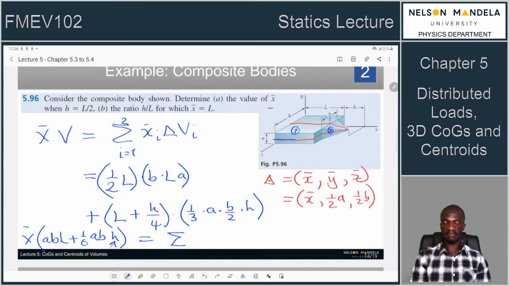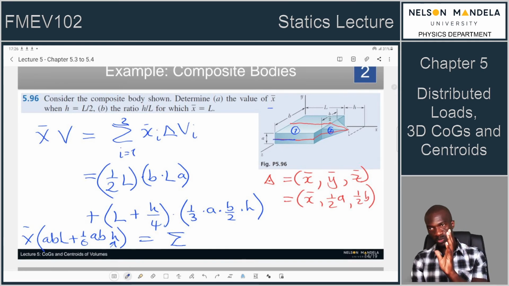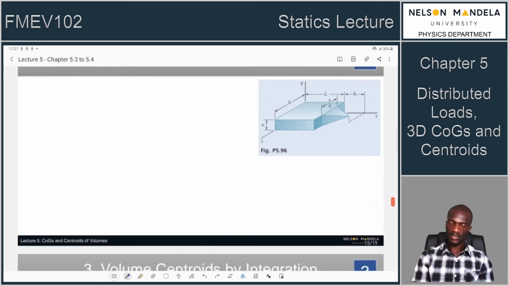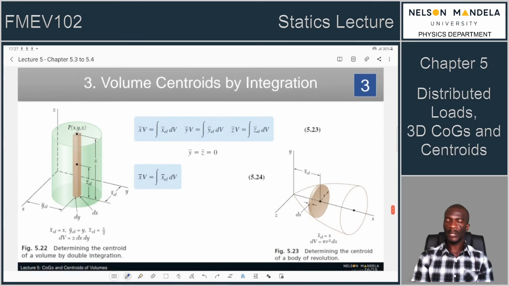Remember you already have your expression for x bar before you substituted h equal to half of L. In part B, the ratio that you want to find is where your x bar is equal to L. So you equate your x bar to L, then you work through the algebra to pull out h over L. That marks the end of composite bodies.